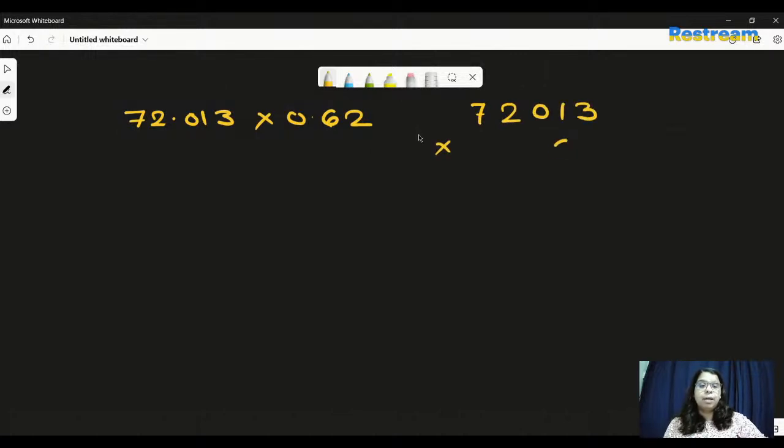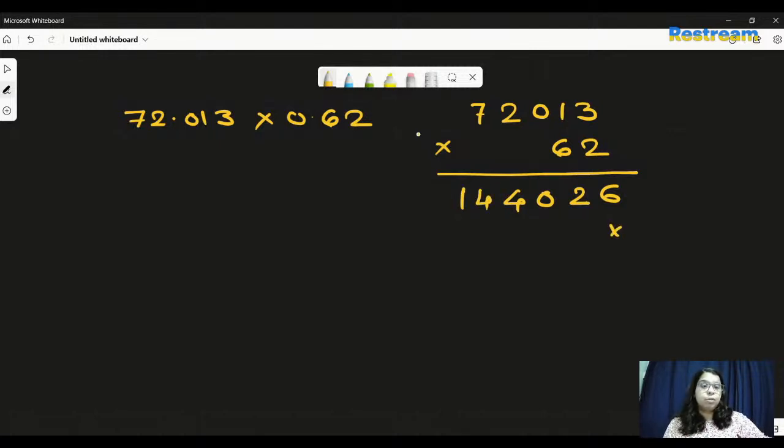Okay, let's see. I have 72.013 multiplied by 0.62. So it's 72013 multiplied by 62. It's a big number, so we are going to be very careful with our calculations. So 2 times 3 is 6, 2 times 1 is 2, 2 times 0 is 0, 2 times 2 is 4, 2 times 7 is 14.